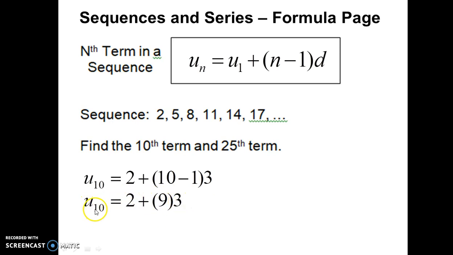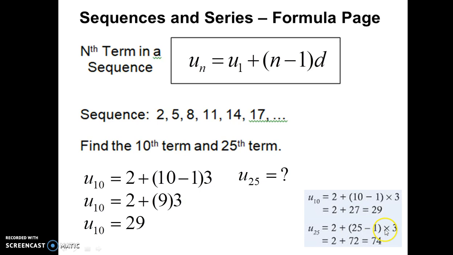Because again, to get to the 10th term, we start at the first term, we do 9 jumps of 3, and then we get to the 10th term. So 3 times 9 is 27, and we find out that the 10th term is 29. So that's how you use that formula. That formula is used anytime we need any future term in an arithmetic sequence. So now try to find the 25th term. So figure that out.